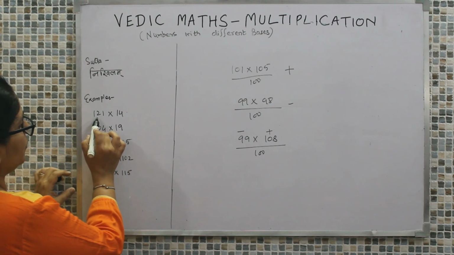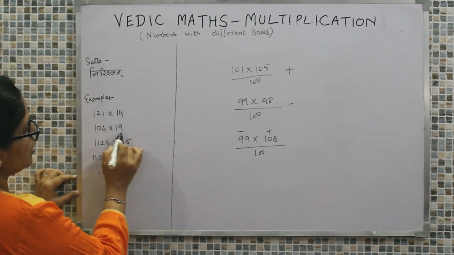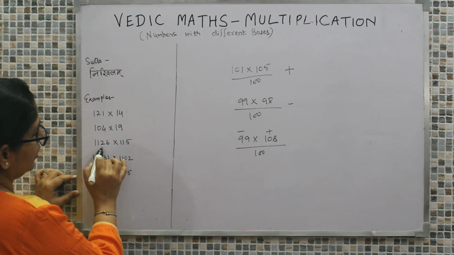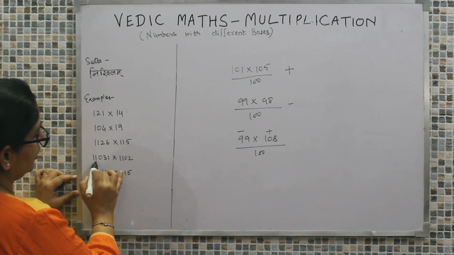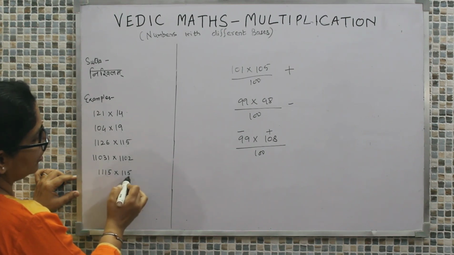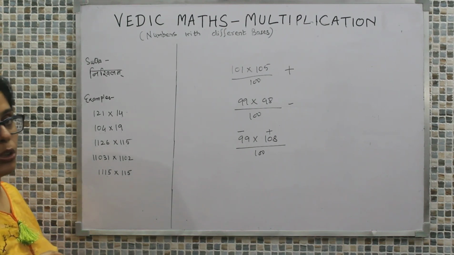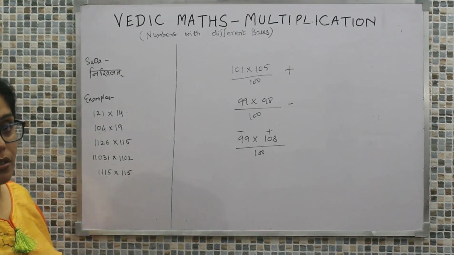Suppose looking at the first example, here the base is 100, here it is 10. Here it is 100, here it is 10. Here it is 1000, here it is 100. Here it is 10,000 and 1000. And 1000 and here it is 100. So for all these particular examples we have considered over here, the base is different.